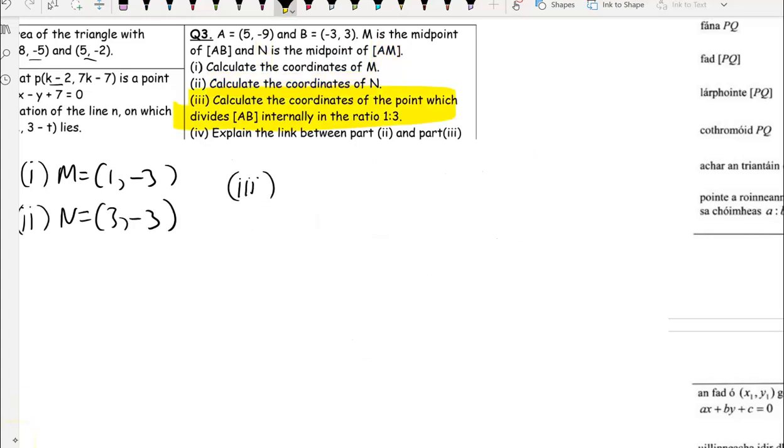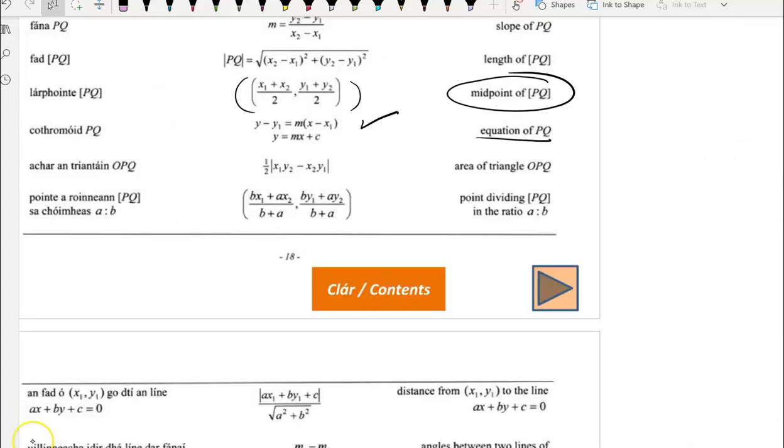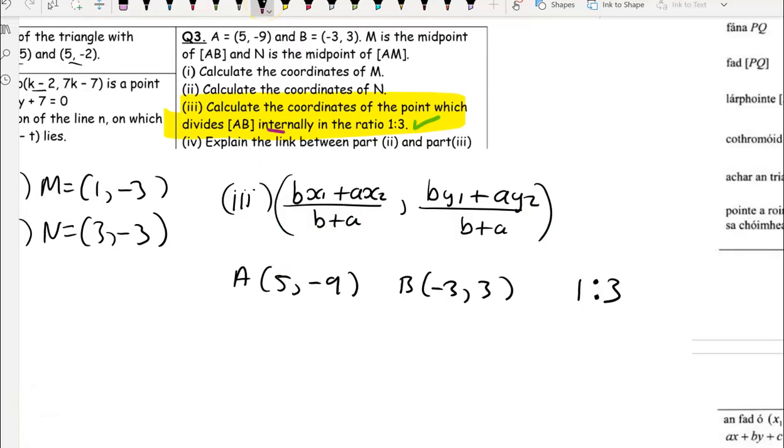Part 3, calculate the coordinates of the point which divides AB internally in the ratio 1:3. So straight away, we know we're going to our ratio formula. A ratio formula is found on page 18. Point dividing PQ in the ratio a is to b. This is the formula we'll use. This is the internal case.